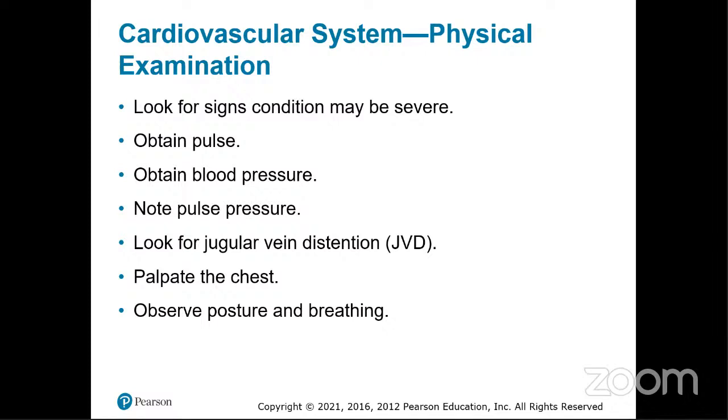Obtain a pulse. If they have a really, really weak pulse, you may not be able to feel it at the radial. So then we're going to have to check the carotid. Okay. Obtain a blood pressure. It's the same thing. If they're really, really sick and going down the drain, the blood pressure machine may not read, and you may have a really hard time doing a manual too.